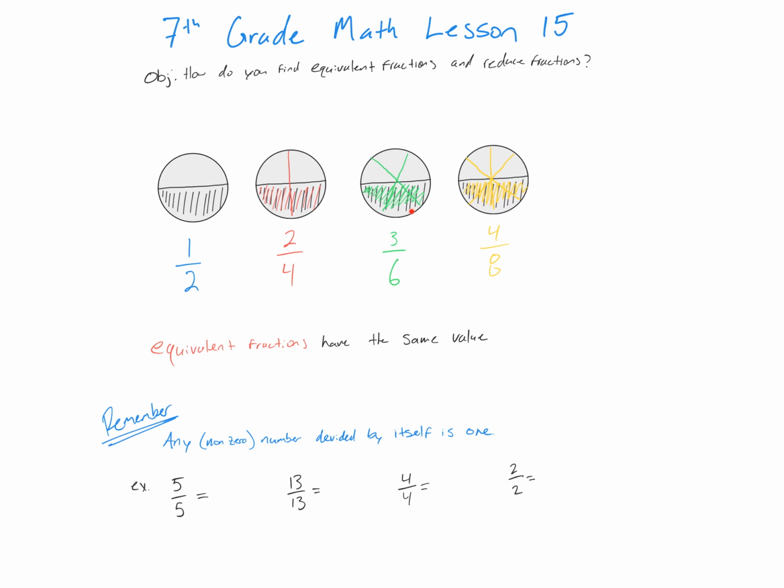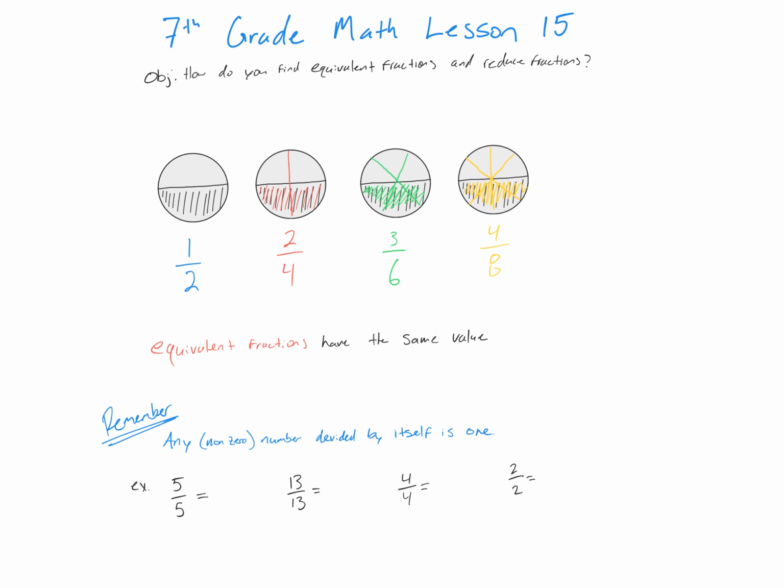Here I've cut this into 6 pieces, 1, 2, 3, 4, 5, 6. 3 of those 6 are colored in, 3/6. And here I cut into 8 pieces, 1, 2, 3, 4, 5, 6, 7, 8. And 4 of those 8 pieces are colored in. But notice it's the same amount colored in for all 4 of these. So 1/2, 2/4, 3/6, and 4/8 are all what we call equivalent fractions because they have the same value. They all have the same value.